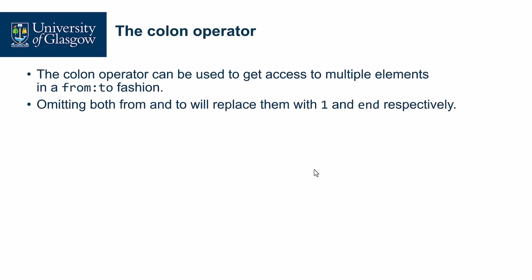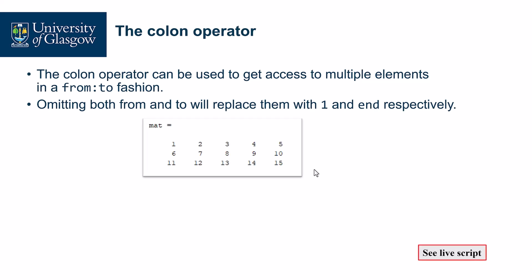Besides this, we can also use a colon, the colon operator. I think you have seen the colon in the previous 2 sessions, right? We use a colon to mean from something to something. The same thing is used here. Using colon, we can get access to multiple elements in a from-to fashion. So we can see this here. This is a matrix, still the 3x5 matrix. Now I want mat with a parenthesis 2, 2:4. So let's see what will happen.